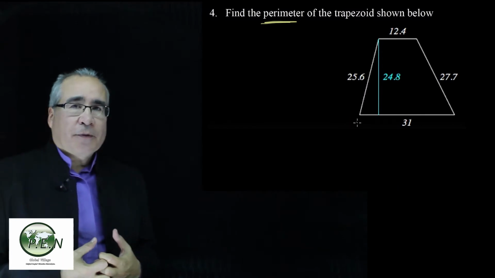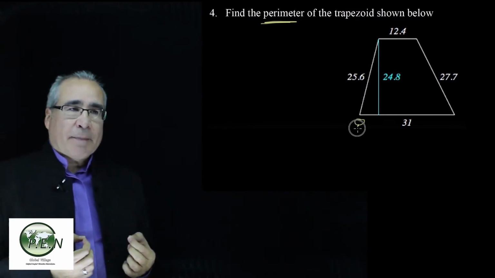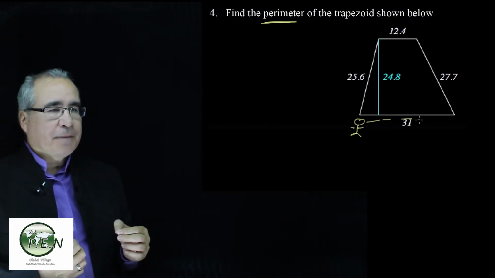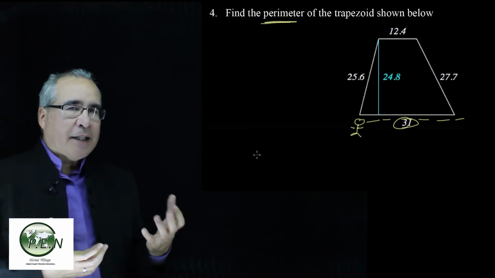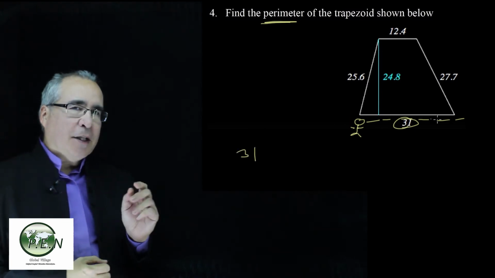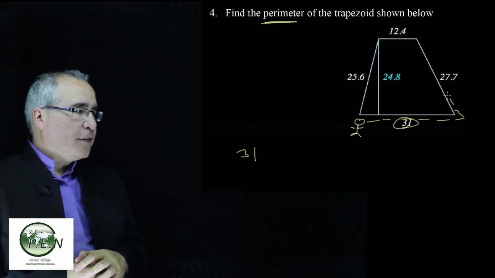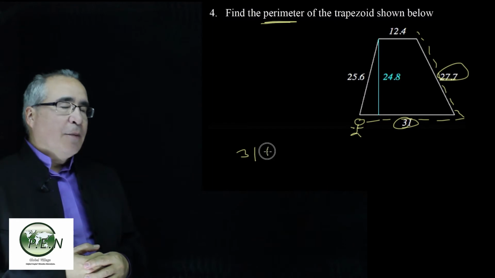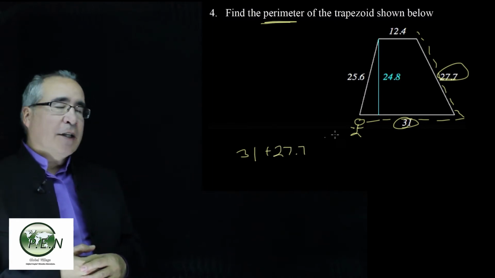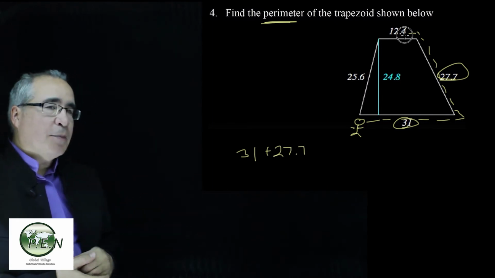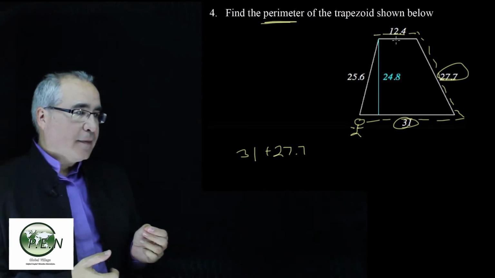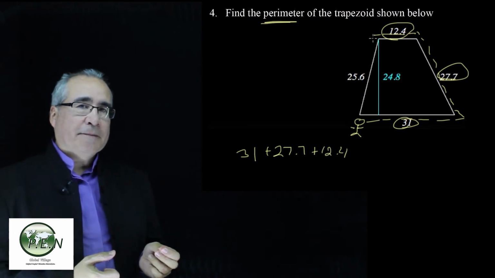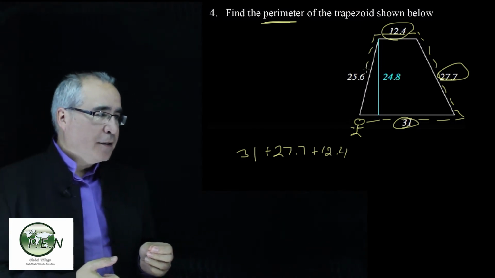In question number 4, we're going to take a look at a trapezoid. And again, we're looking for perimeter. We get out our night watch person. You don't have to draw this each time, but I like to visualize, and it gets me knowing the difference between perimeter and something else. So first time walking along the bottom, we've got 31 units. We go up the first slanted side, and we can see we've covered 27.7 units. And then across the top, we've got 12.4. So we will add that to the total.